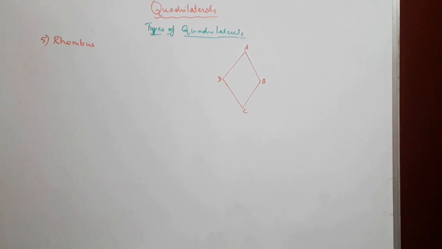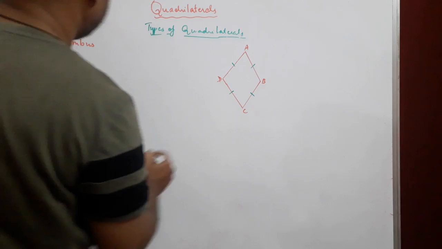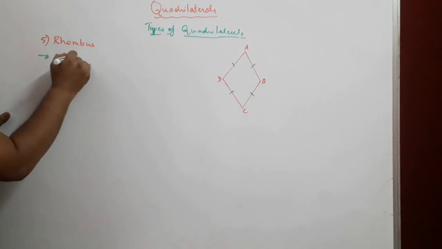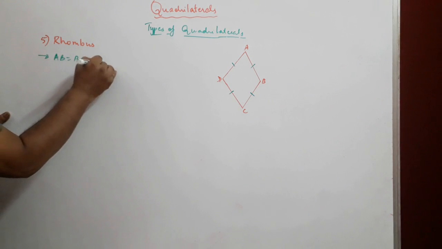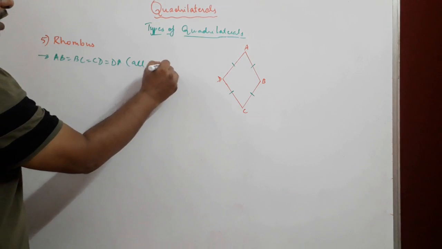Next we come to a rhombus. In a rhombus we have discussed that all sides are equal. So we list that down. All sides are equal. AB is equal to BC, equal to CD, equal to DA. All sides are equal.